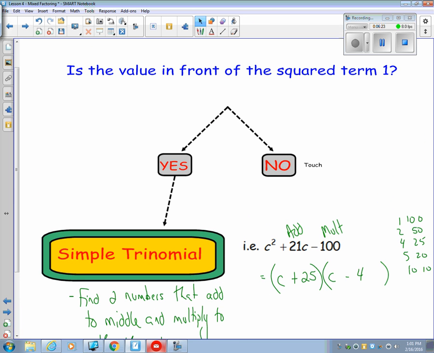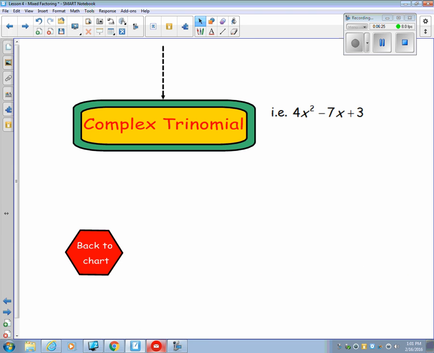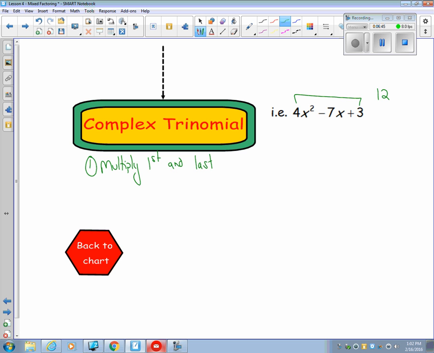If it wasn't, well then I'd have a complex trinomial. And these are the ones we did yesterday. These are the ones with the process. And we'll write the process, just to remind ourselves again. Step 1, multiply first and last. So in this case, it's going to be 4 times 3 is 12.